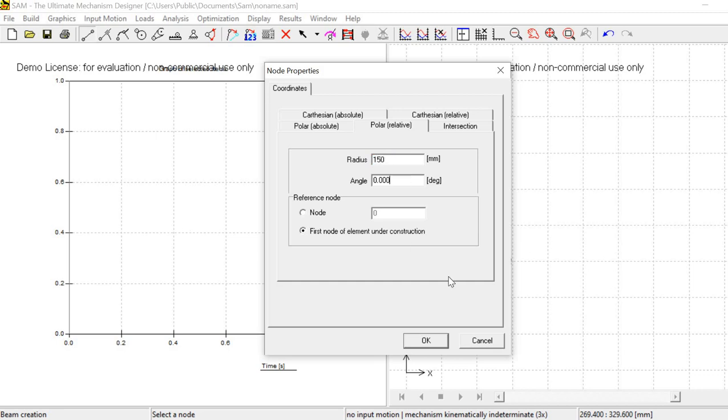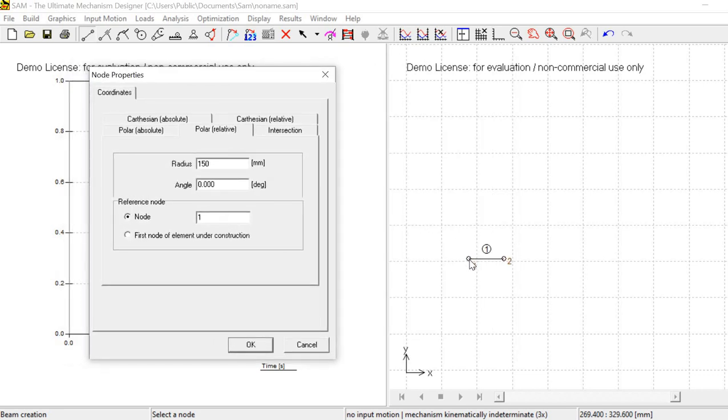After that, the angle would be 0 from node 1. As you can see over here, node 1 is the horizontal point, which is point A. From that I'm going to take the horizontal part, which lies 150 millimeters away. So I'm going to mark it as node 1. As you can see, this is the orange-brown colored 1. So this is the node, and from that node I'm going to take 150 millimeters.